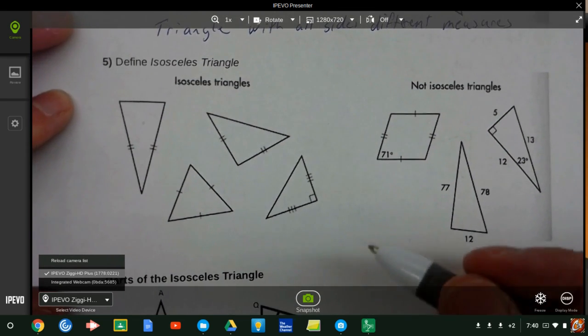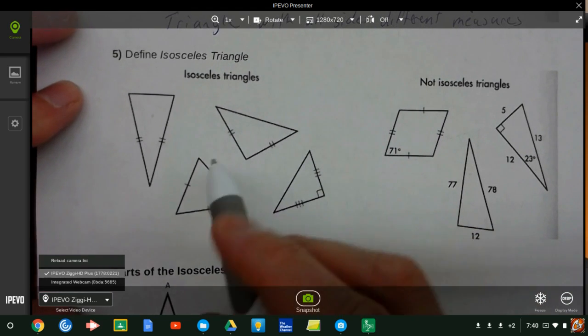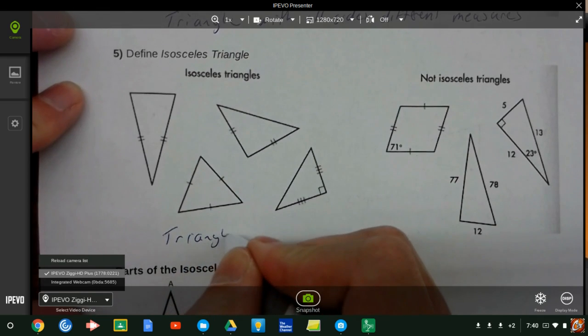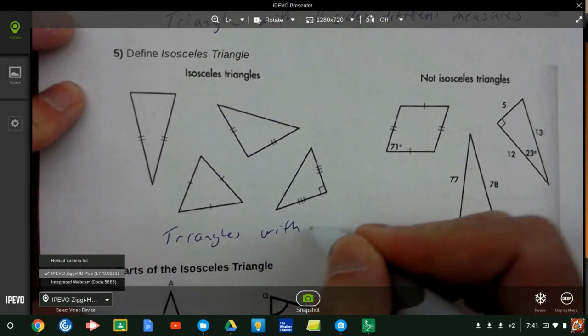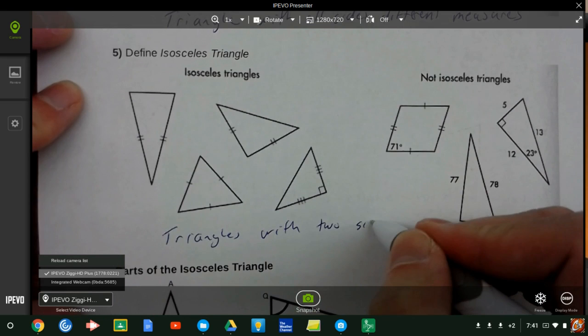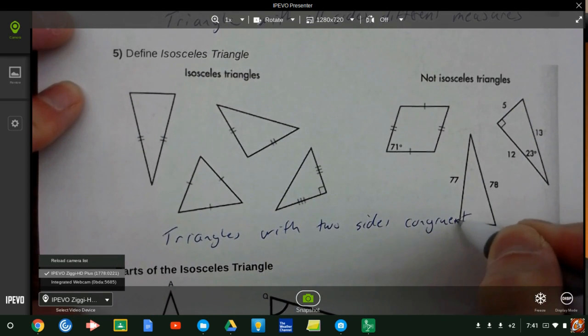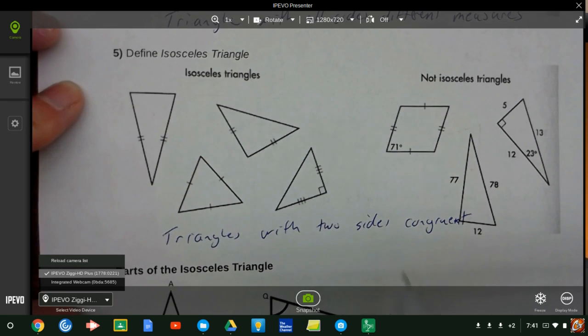This is probably something you already knew anyway from previous classes. Isosceles triangles are triangles with two sides congruent. Make sure you use congruent, not equal, because we're talking about sides here.